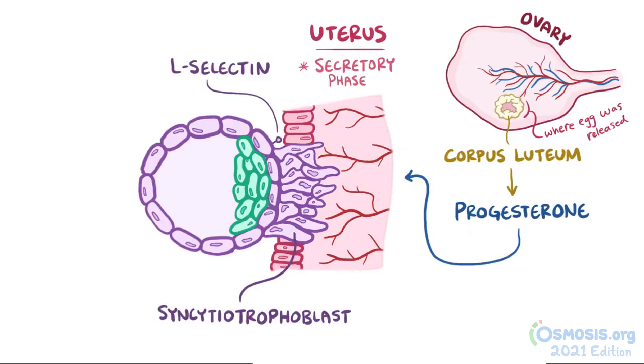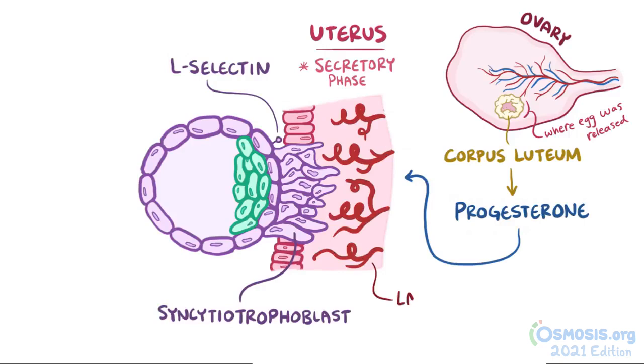Responding to the flood of progesterone, the uterine arteries become large and coiled, engorging the endometrial layer with blood, which are the tissues that line the uterus.